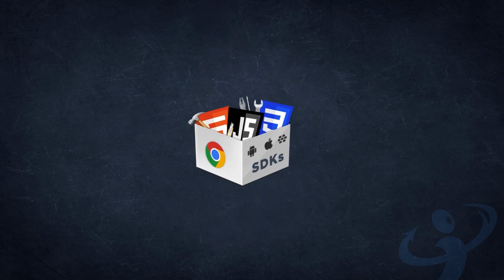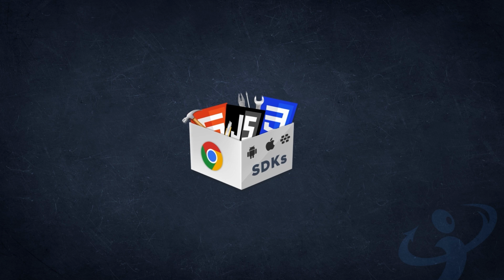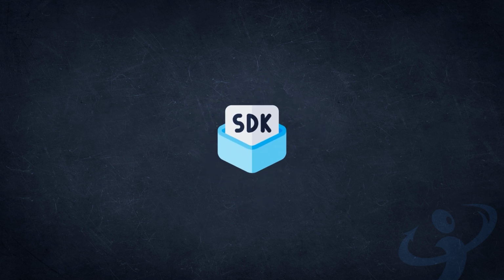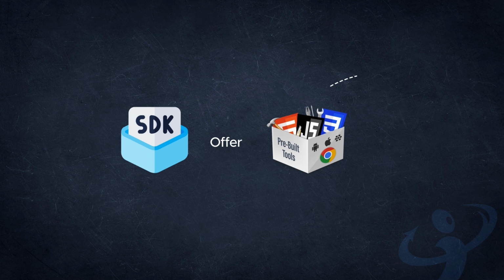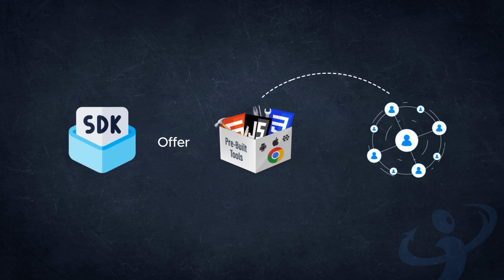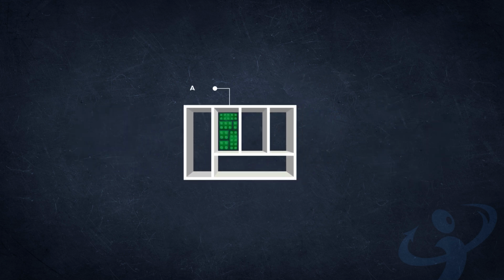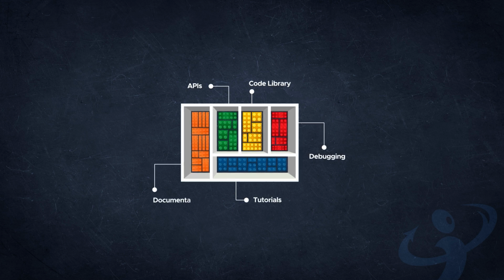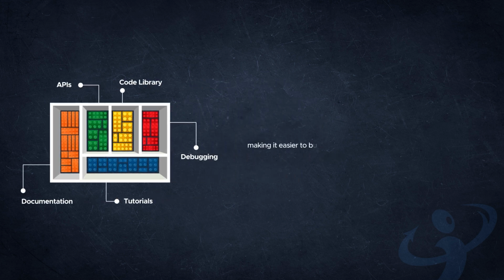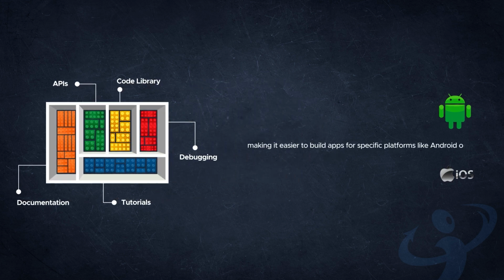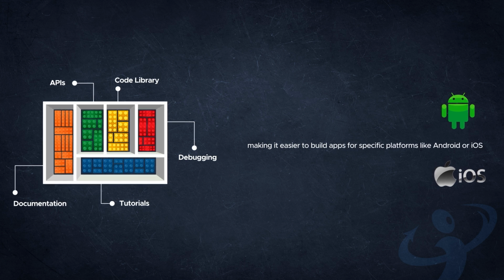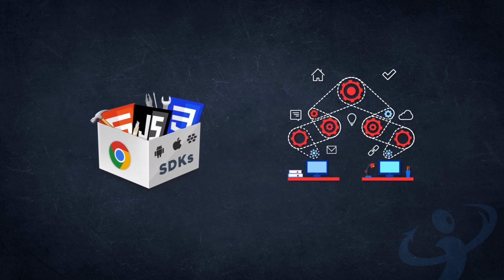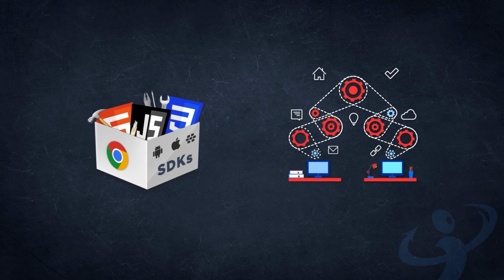Now onto SDKs, software development kits. While APIs connect apps to services, SDKs offer pre-built tools that simplify how those connections are made. SDKs include everything developers need: libraries, tools, and documentation, making it easier to build apps for specific platforms like Android or iOS. A good SDK hides technical complexities and ensures smooth performance across devices.